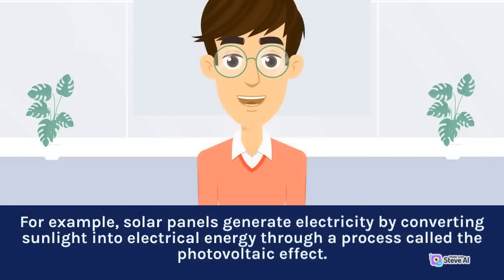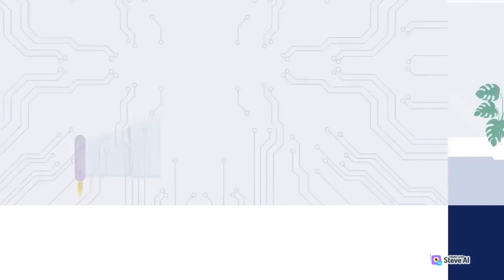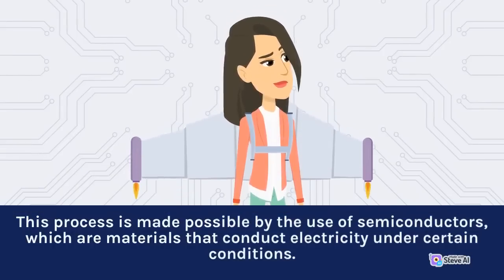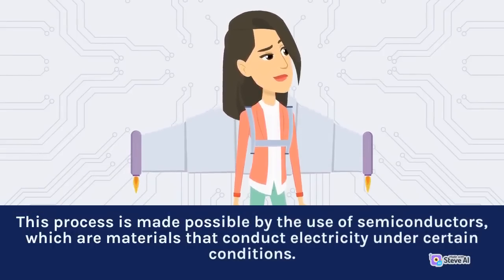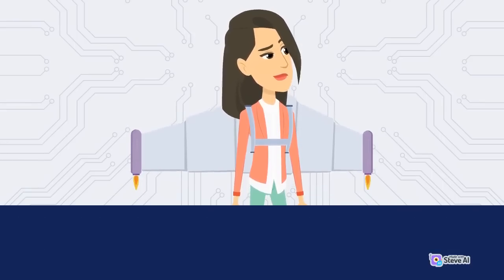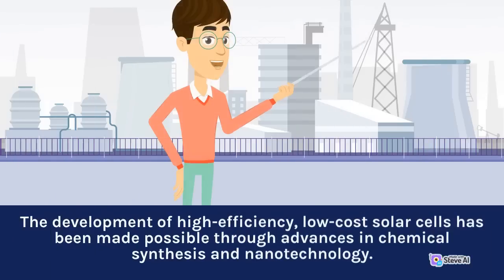For example, solar panels generate electricity by converting sunlight into electrical energy through a process called the photovoltaic effect. This process is made possible by the use of semiconductors, which are materials that conduct electricity under certain conditions. The development of high-efficiency, low-cost solar cells has been made possible through advances in chemical synthesis and nanotechnology.